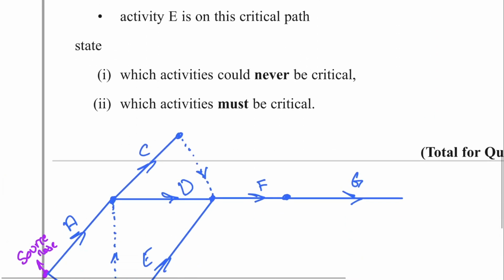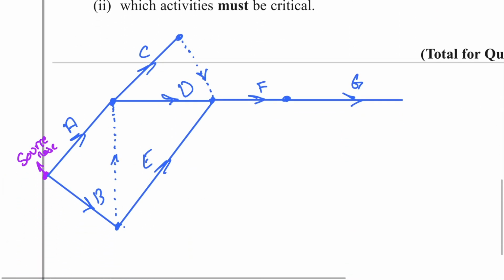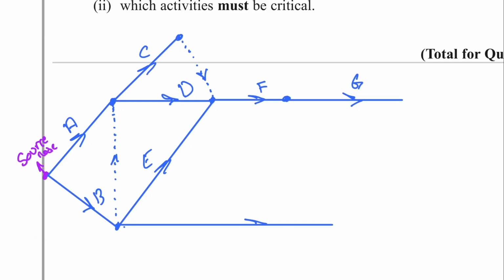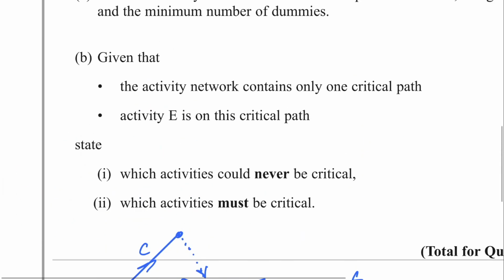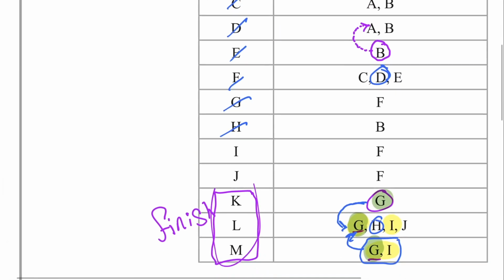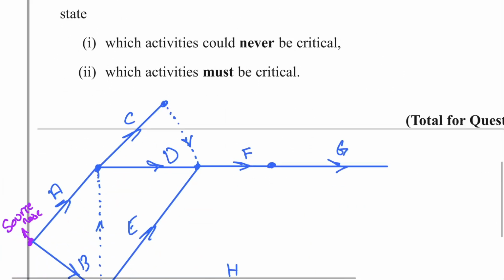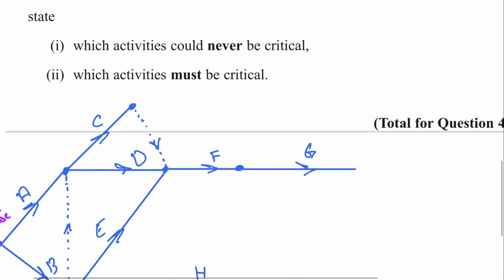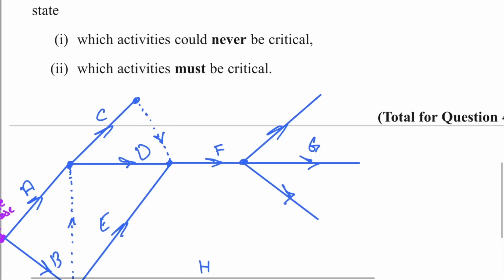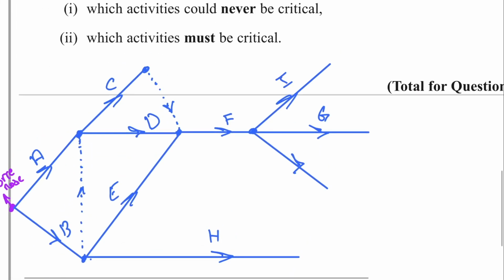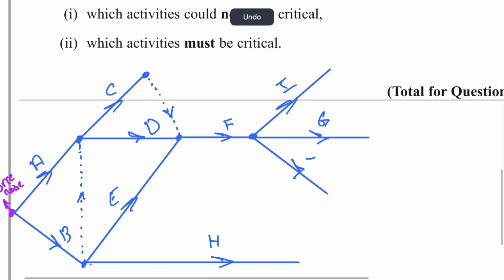H depends on B, so we can draw H. It's a straight line coming from here. This one is going to be H. So now we're done with H. And I depends on F, and J depends on F as well. So let's go down here. So we had I coming out of F, and we also had J coming out of F. So let me label these I, and this one was J. Yeah, J.